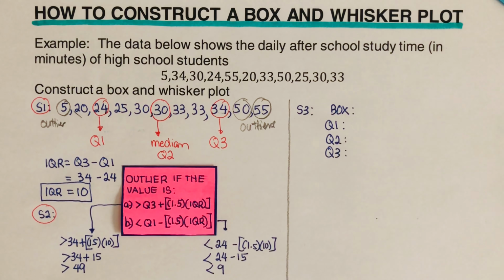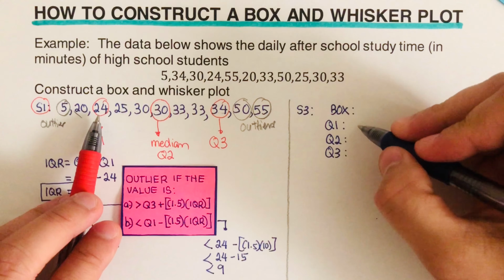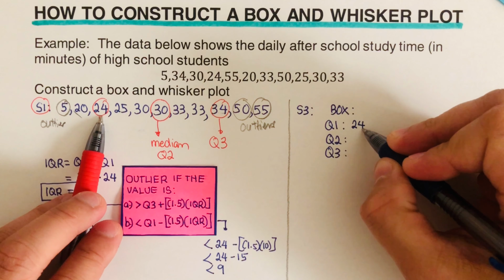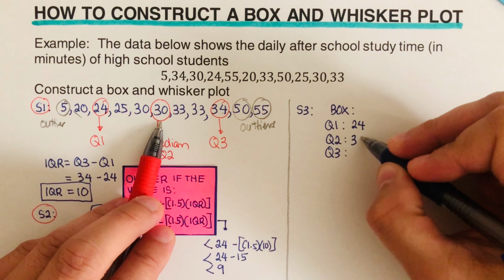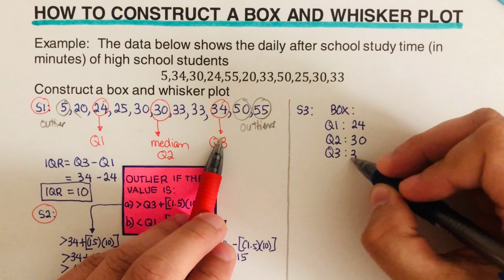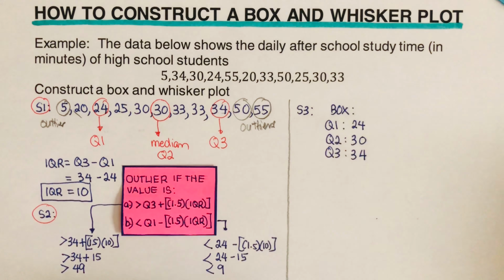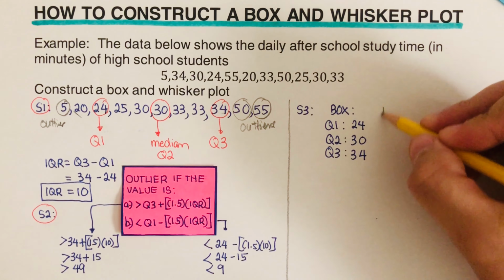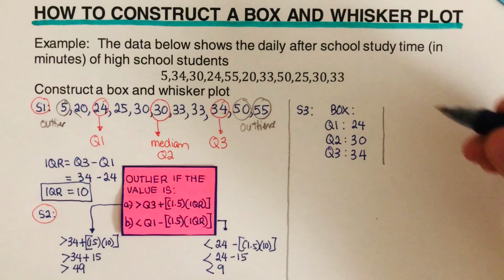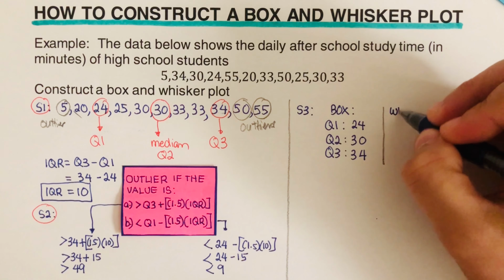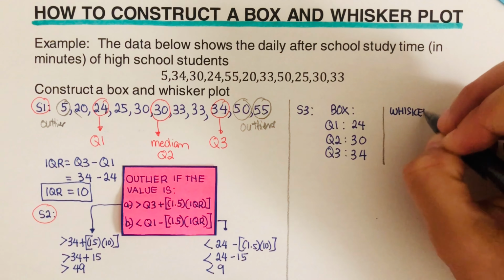So looking at the ones that we have solved, our Q1 is 24, then our Q2 is 30, and our Q3 is 34. Now, we determine the values that we use to create the whisker plot. So I'm just going to write here the whisker.